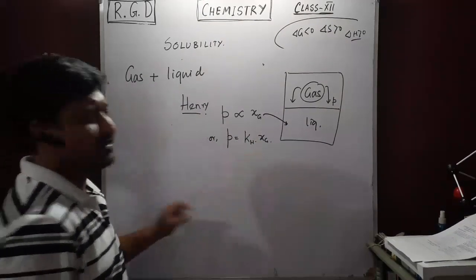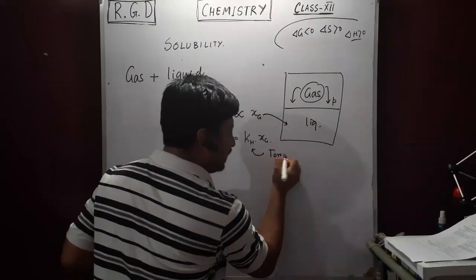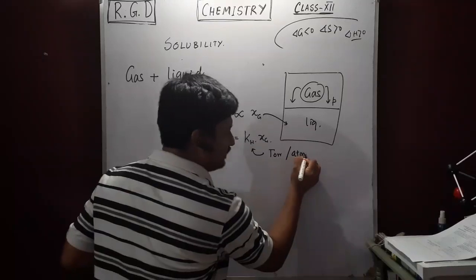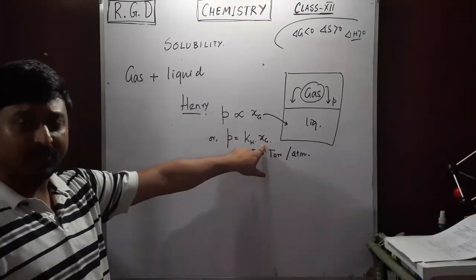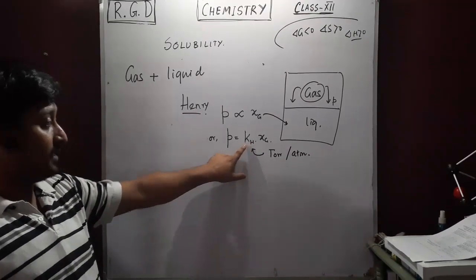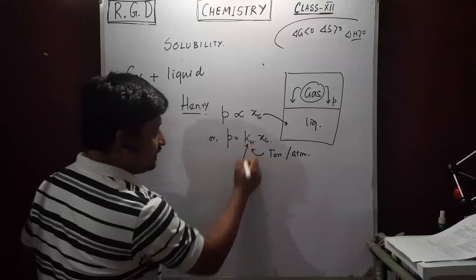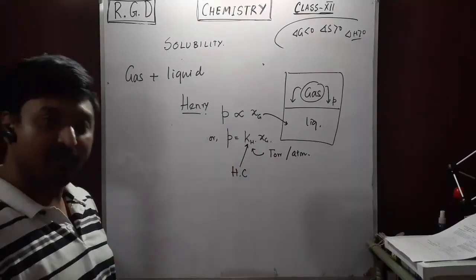Now, what is the unit of this Kh? The unit of Kh is basically the unit of torr or atmosphere, because Xg is a mole fraction, so it is unitless. So the unit of the Henry's constant, which I will write here as Hc, is basically the unit of pressure.